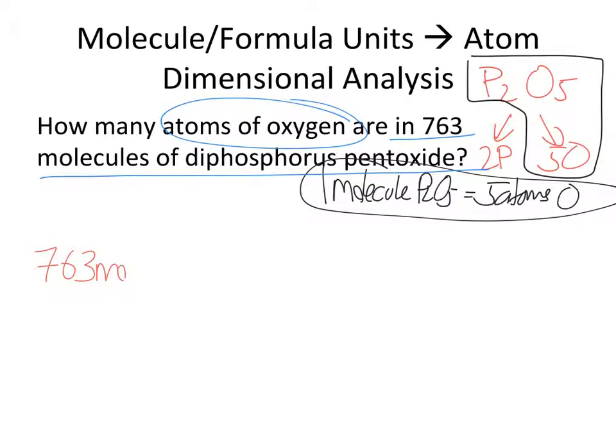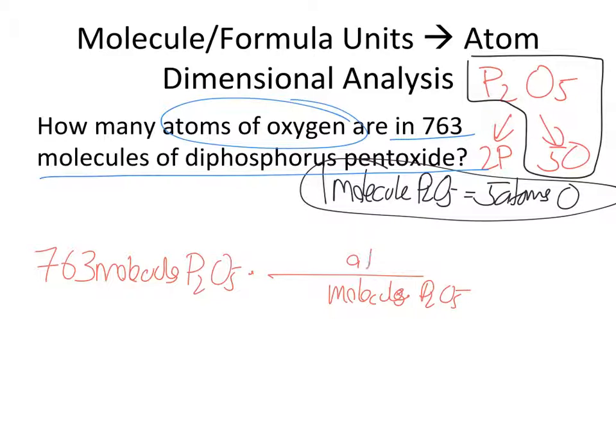763 molecules of P2O5. Now I want to get rid of this, so I'm going to put molecules of P2O5 on the bottom, and I want to be left with atoms of oxygen. So again, what is my relationship between atoms of oxygen and molecules of P2O5? Well, we've established it here and here. For every one molecule, I have 5 atoms of oxygen.